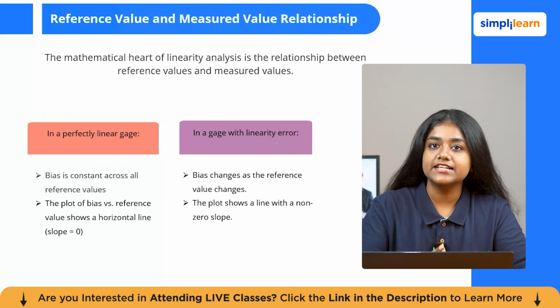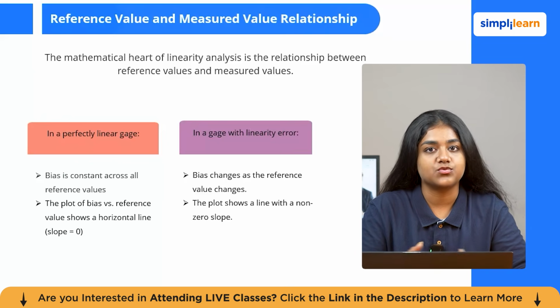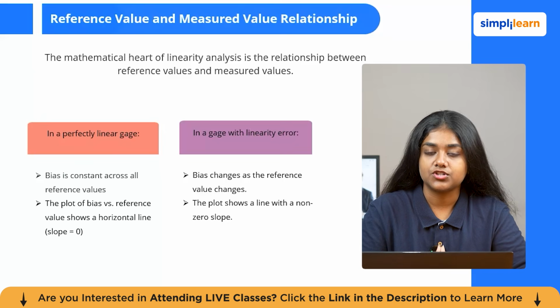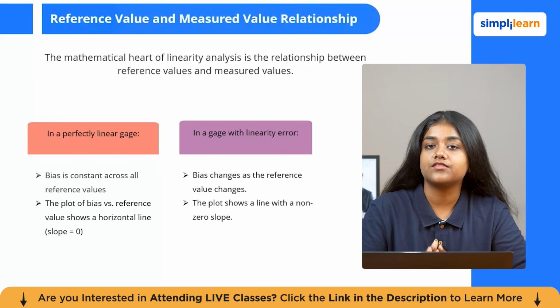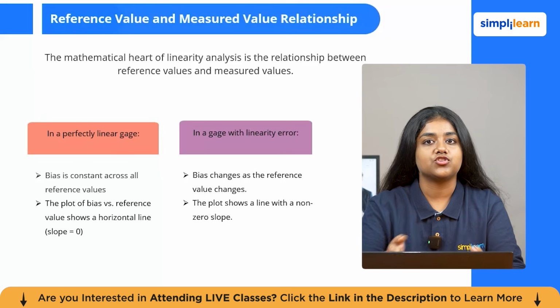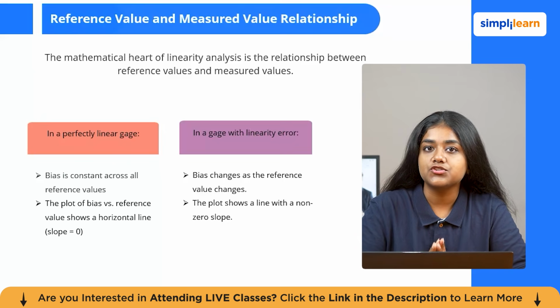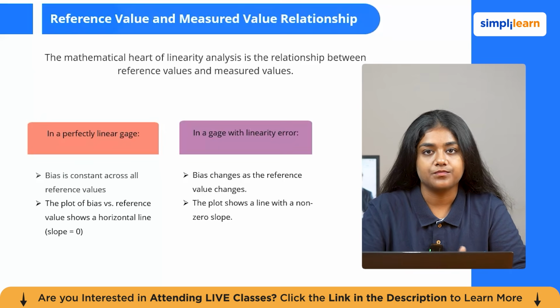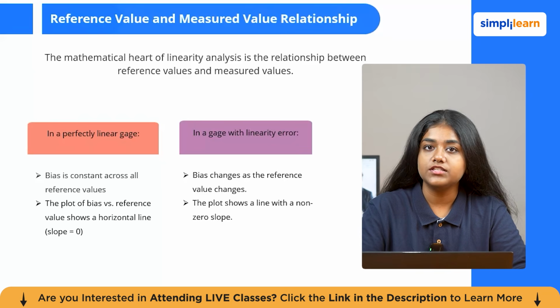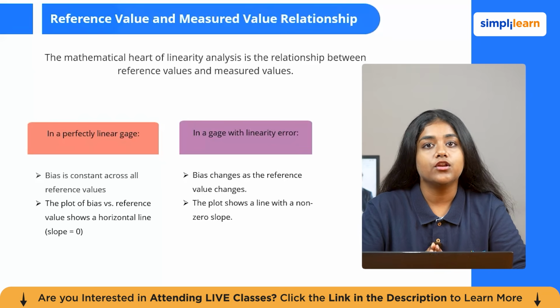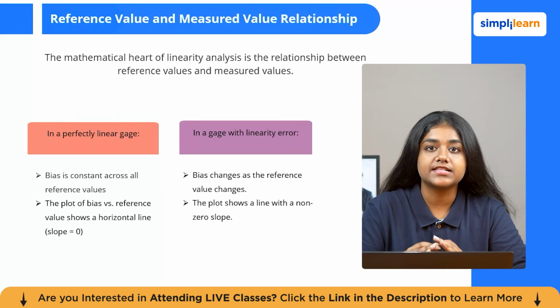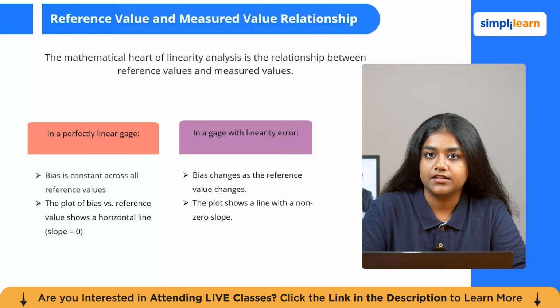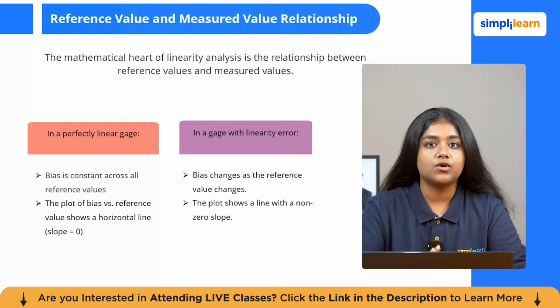A gauge has linearity error when the bias changes at different reference values. This means the gauge may be accurate at one part of the measurement range, but inaccurate in another part. The error is not constant across the range. Here, the gauge reads increasingly high as the reference value increases. The bias becomes larger at higher values. So in this case, the gauge reads too high at low values and too low at high values. The bias changes from positive to negative. When bias is plotted against reference value, the points form a line with a non-zero slope. A non-zero slope shows that the gauge error changes as the measured value changes. This is called linearity error, because the gauge does not behave consistently throughout its measurement range.